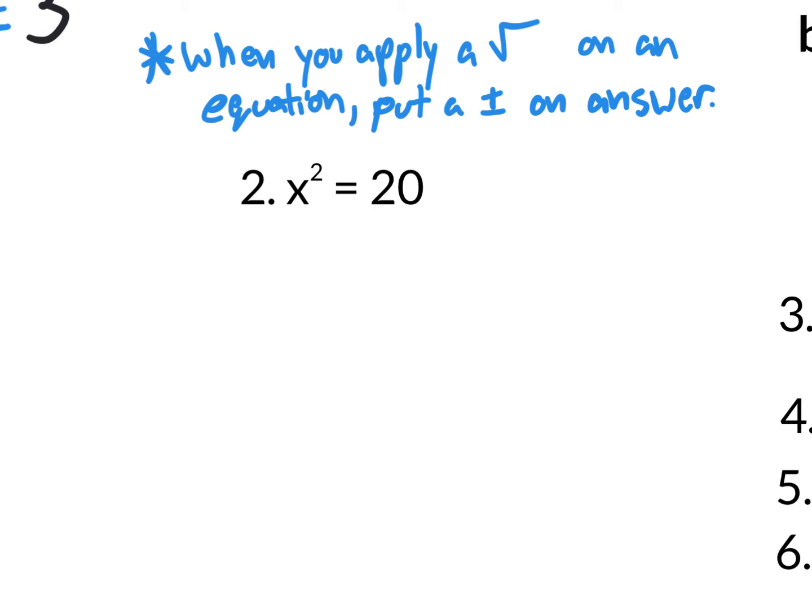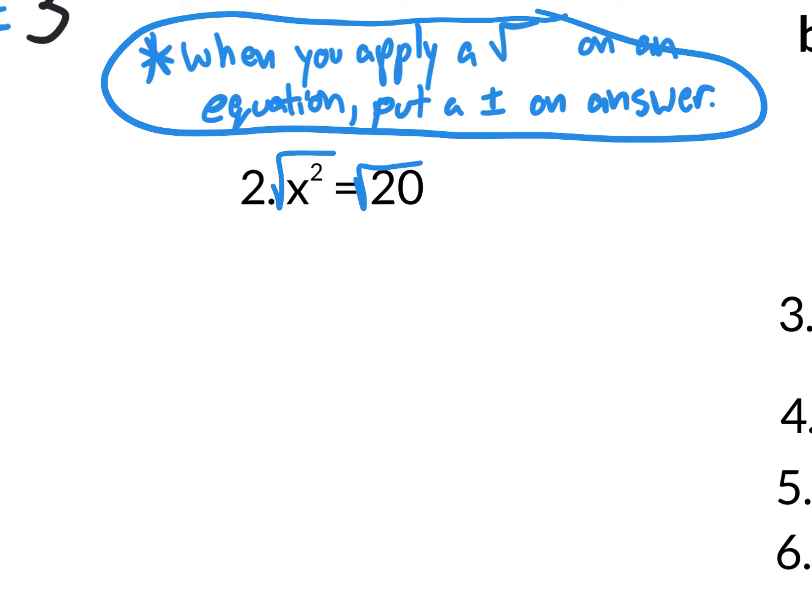By the way, mental math doesn't cut it right here. What number squared gives you 20? Well, 4 squared is 16, 5 squared is 25. It doesn't work. You can't think of the answer in your head, right? So we must apply a square root here, a square root there, and remember this fact up here that when you apply a square root on an equation, you must put a plus or minus in front of your answer.